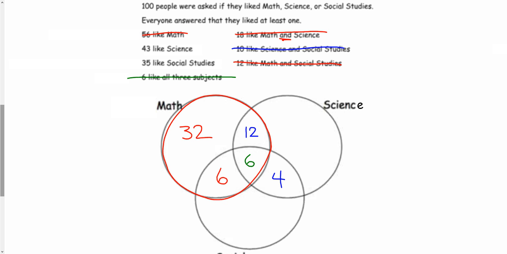Now we go into science. For my science circle, that total needs to be 43. Same strategy though. That's 18, 22, 22, 43, 21, bam.